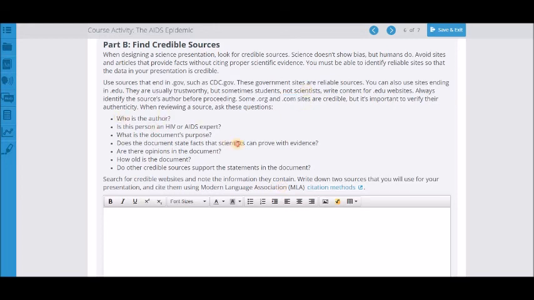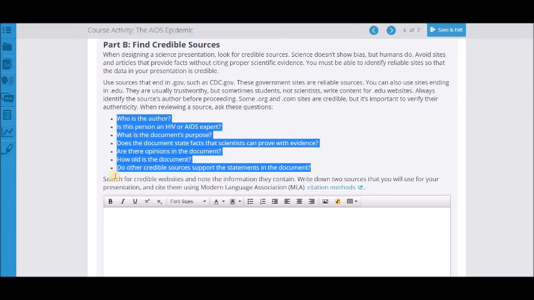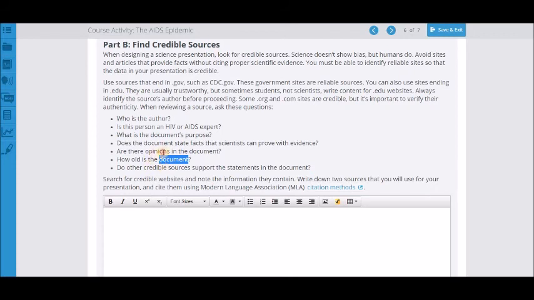Okay, ask yourself these questions about whatever document you find. Specifically here at the end, how old is it? And are there opinions in the document? Because if it gives opinions, there's a chance that you are reading something that maybe is not scientific. Scientific papers rarely put out opinions. They just kind of explain the facts. Back to how old is the document? Just a general rule with me, if it's more than 5 years old, no, forget it.